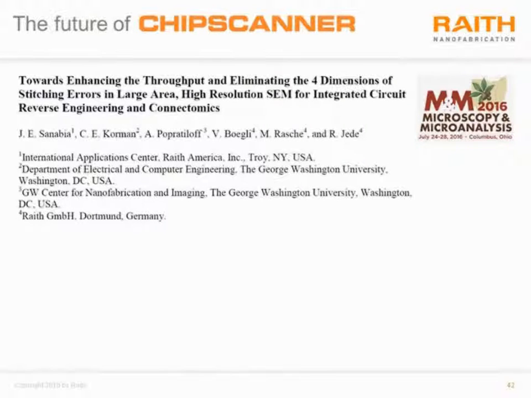Now, as far as where the chip scanner is going in the future, I'd like to conclude today's presentation by sharing with you that Raith is making a contribution to this year's Microscopy and Microanalysis Conference in July in Columbus, Ohio. And here we're going to be talking about how we can enhance the throughput and go towards eliminating all four dimensions of the stitching errors. Those dimensions include X, Y, Z for 3D, but also the fourth dimension is signal intensity.